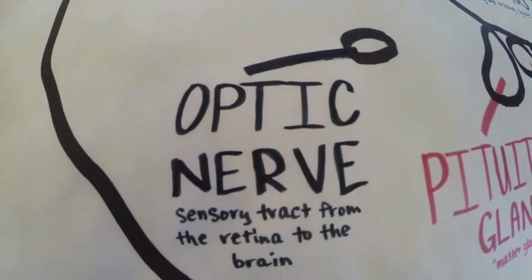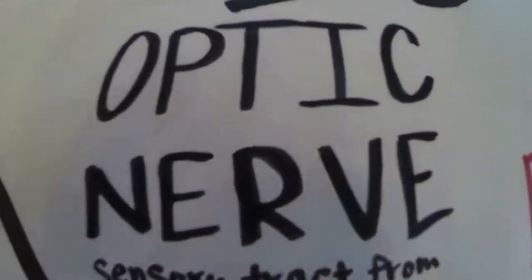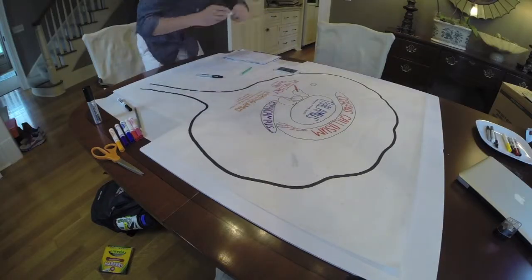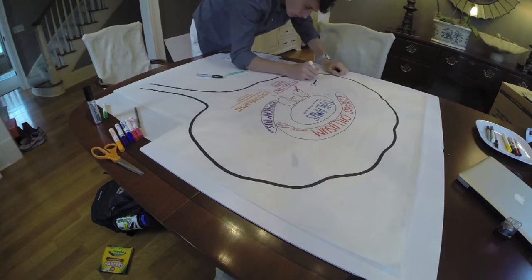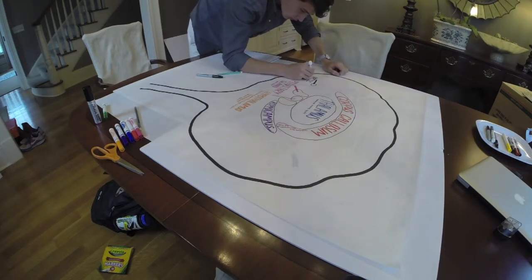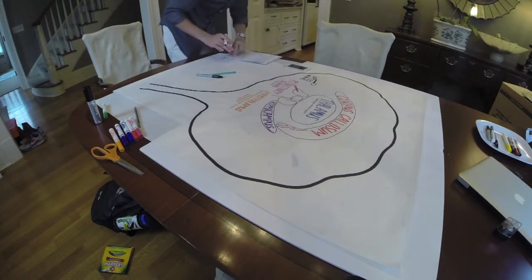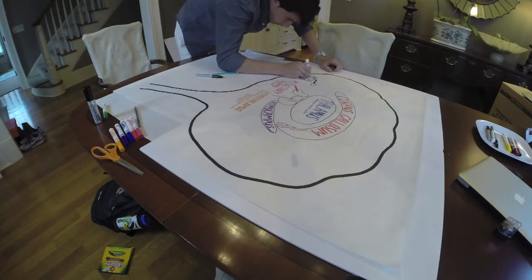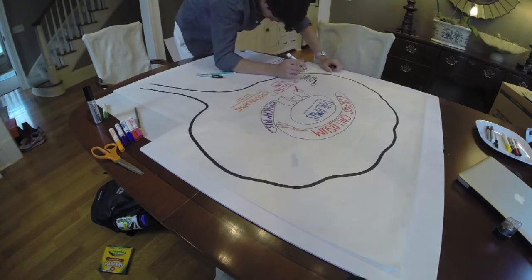Last but not least, I decided to throw in the optic nerve for fun. The optic nerve provides a sensory tract from the retina of our eyeballs to the brain. There's a crossover that allows both eyes to work independently, thus giving us our vision. All of this vision is perceived and recorded in the back of our brains in the occipital lobe.